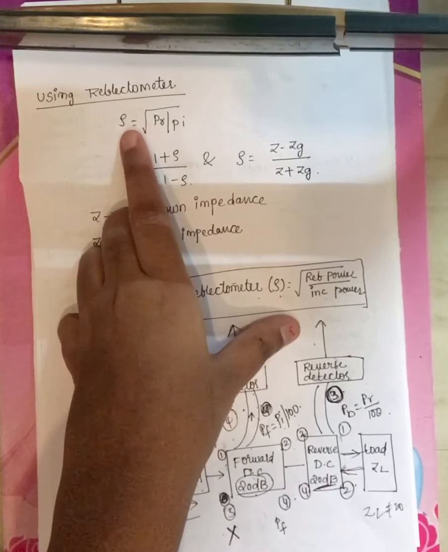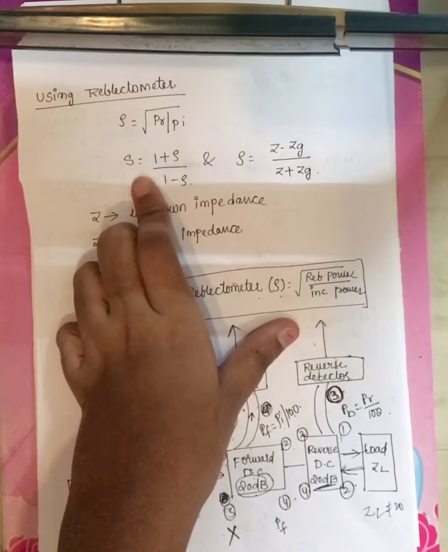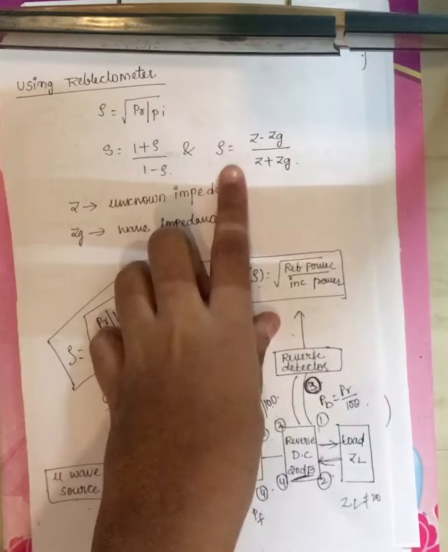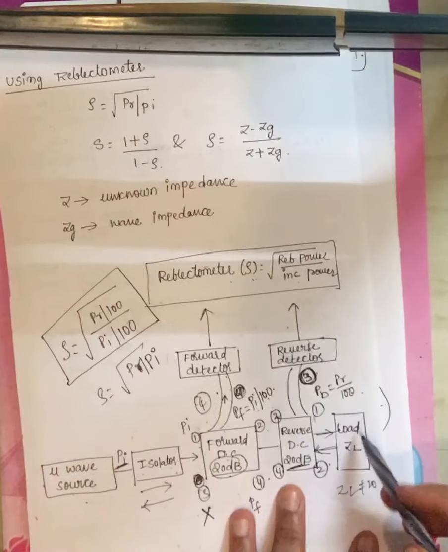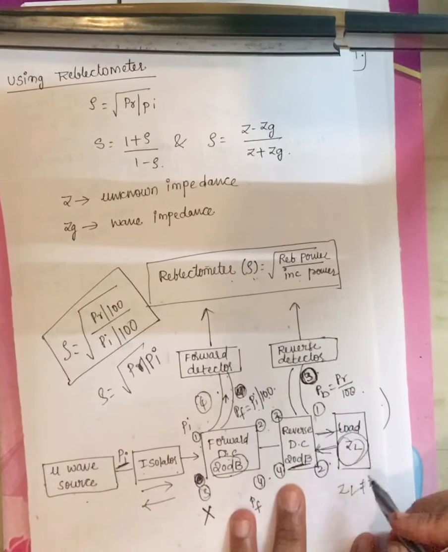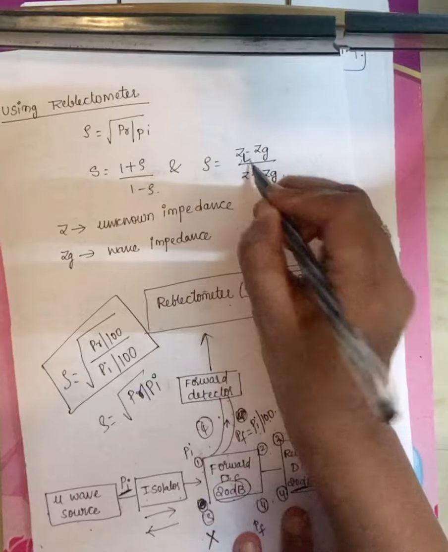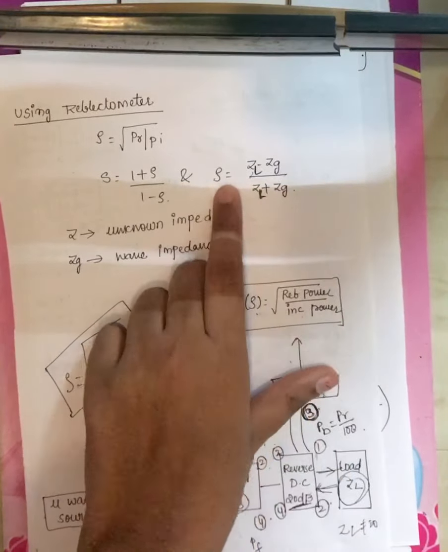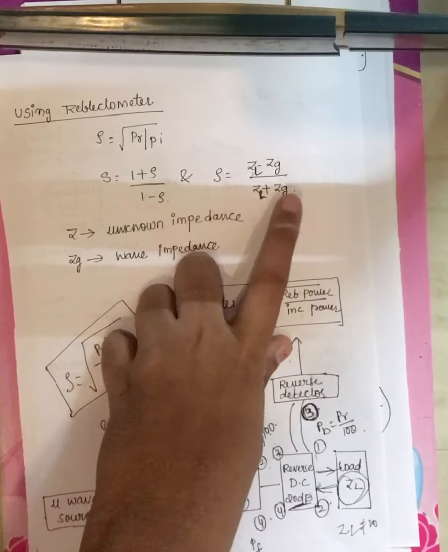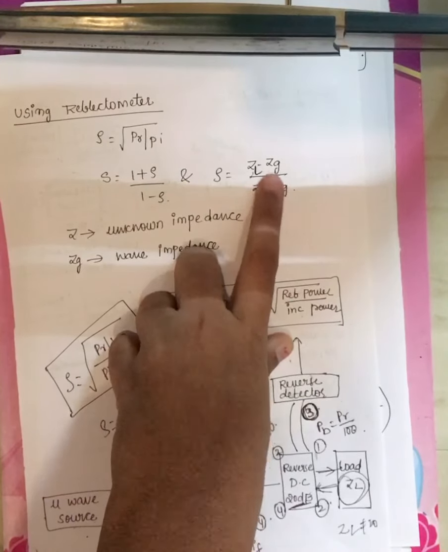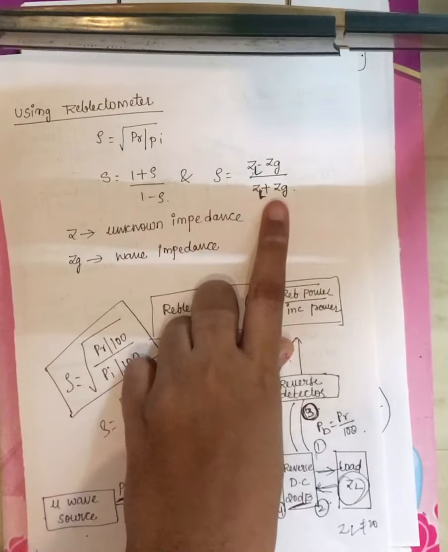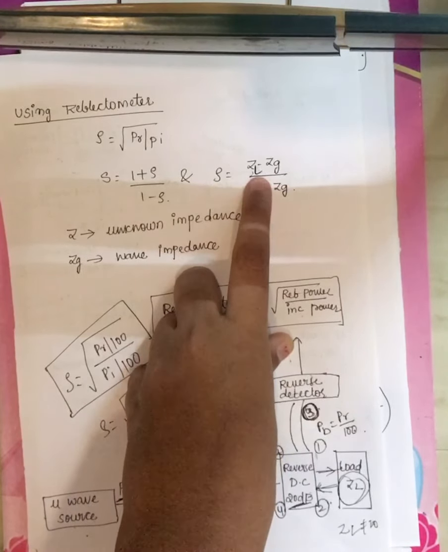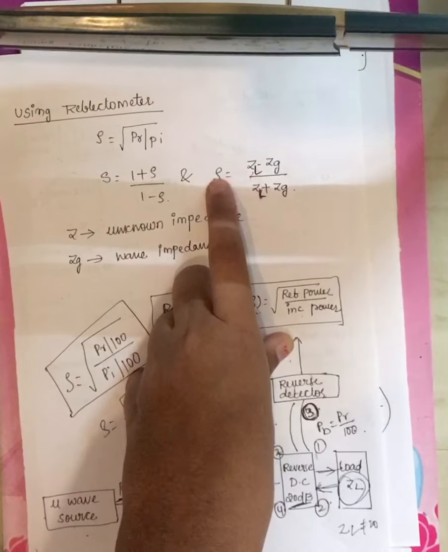Now if we know rho from the reflectometer, S you can calculate using the formula 1 plus rho by 1 minus rho. And here we have to calculate ZL using rho. We know the rho value, and the wave impedance will be given. Rho is ZL minus Z0 by ZL plus Z0, where ZL is the unknown impedance that we want to calculate using the rho value.